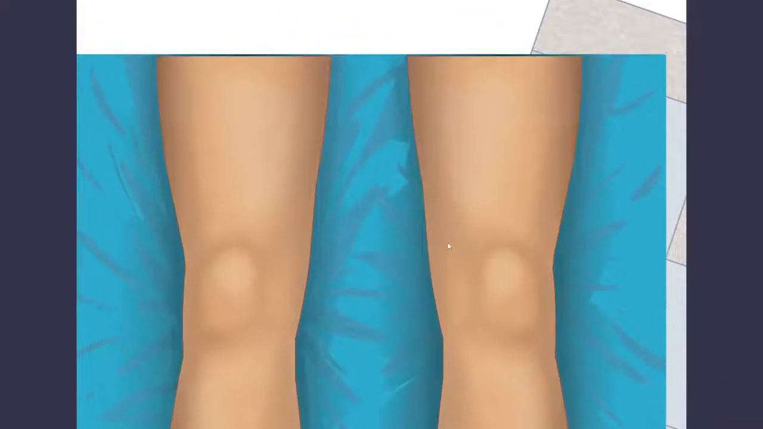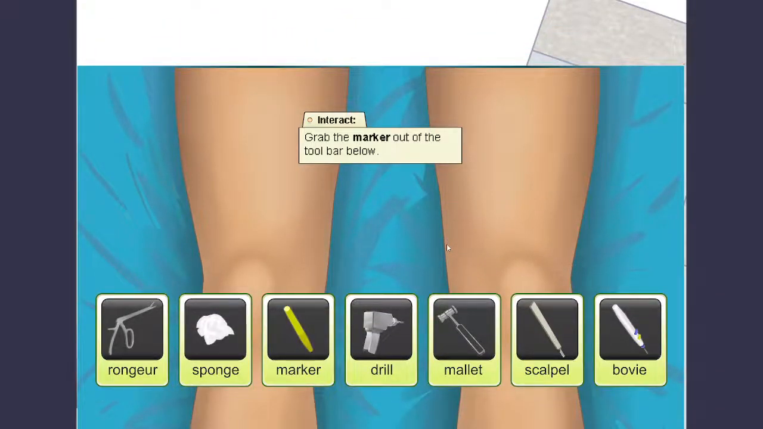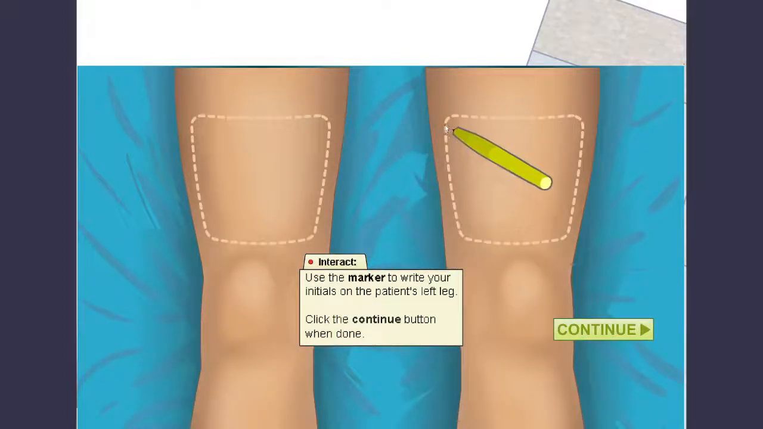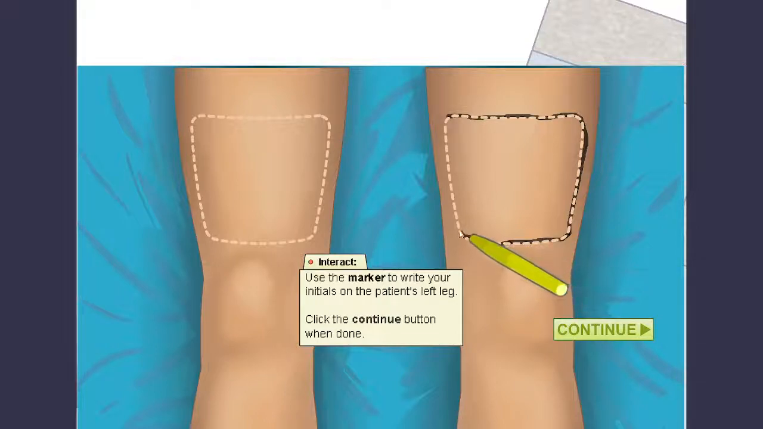Now it's your turn. Use the marker and write your initials on the proper knee to be operated on. This may seem silly, but it's an actual step taken to prevent wrong site surgeries. Nope.